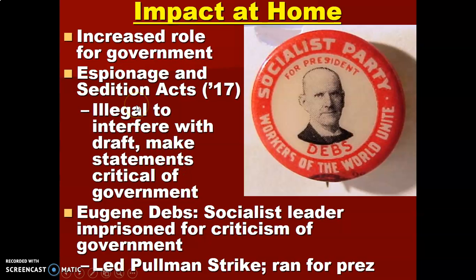Next, you have the Espionage Act. The Espionage Act made it illegal to interfere with the draft. You couldn't interfere or make critical statements of the government. You want that little bullet point right there.